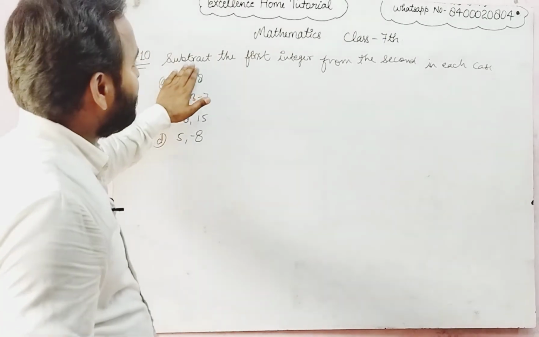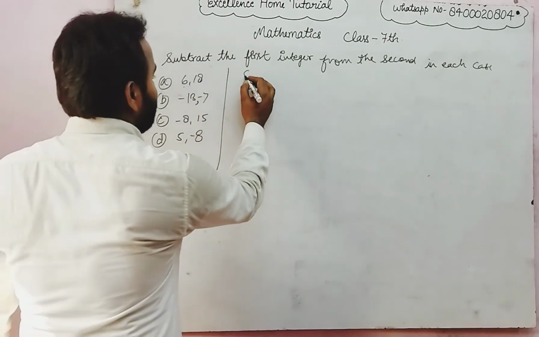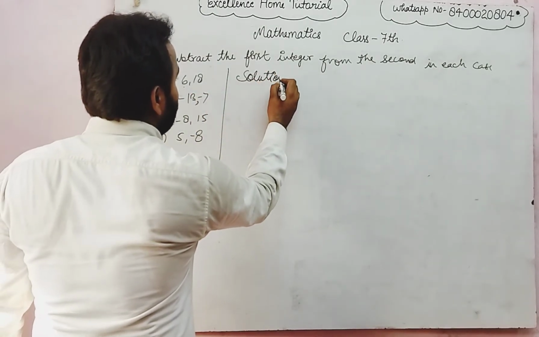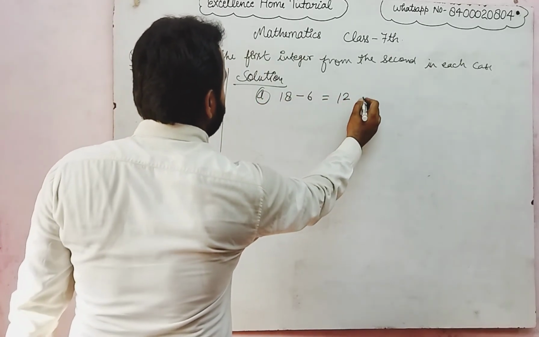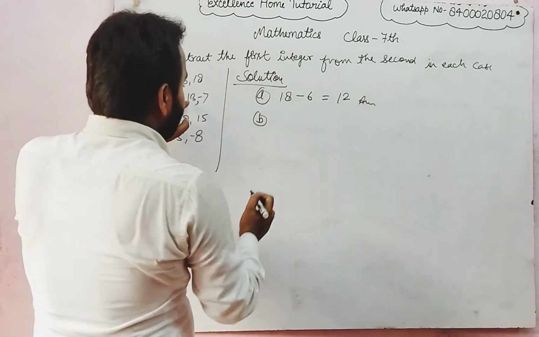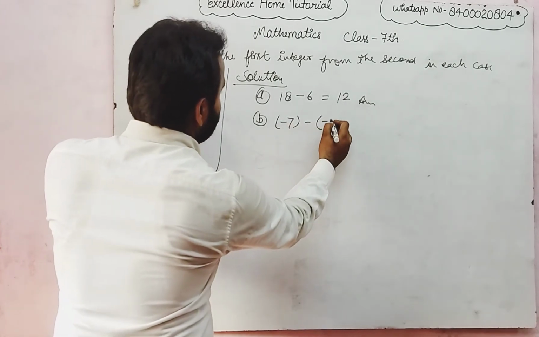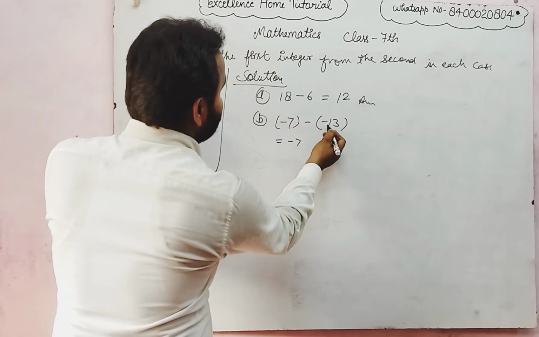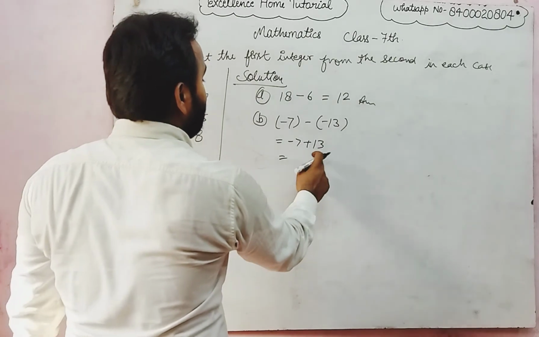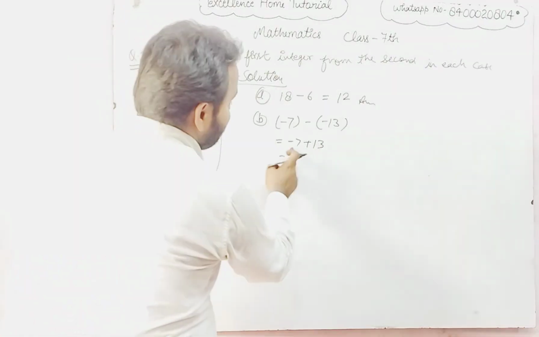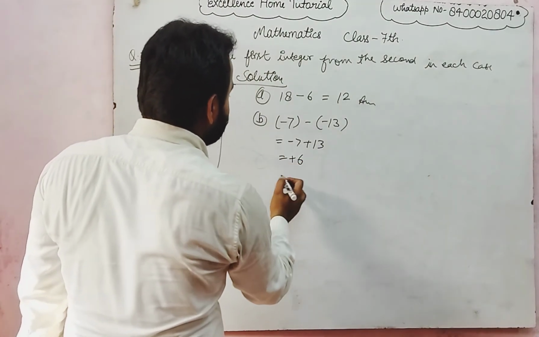Next question, question number 10, subtract the first integer from the second. इस क्वेश्चन में हमें फर्स्ट इंटीजर को सेकंड से सब्ट्रैक्ट करना है। ओके, सो वी हैव टू सब्ट्रैक्ट सेकंड बाय फर्स्ट, दैट इज 18 minus 6, that is 12, this is the answer. B, we have to subtract first integer from second, that is -7 minus -13, -7 minus minus we have to multiply, minus minus plus 13, in this opposite signs appeared, so subtraction is applied. 13 minus 7, that is 6 and 13 has plus sign, so plus sign is applied.